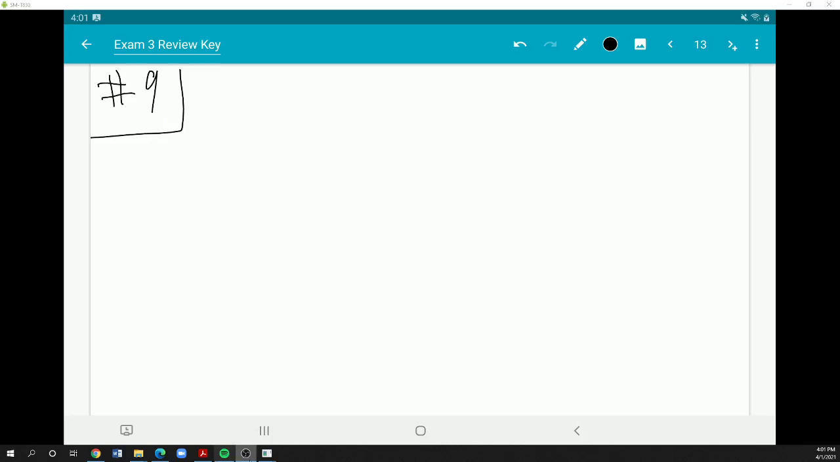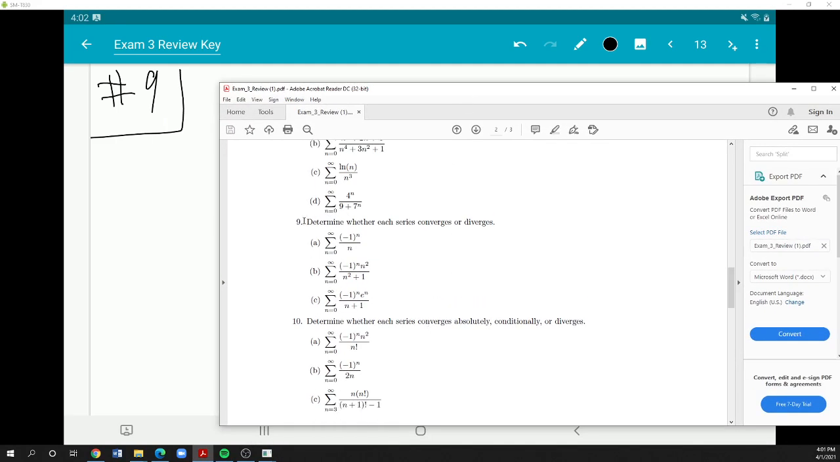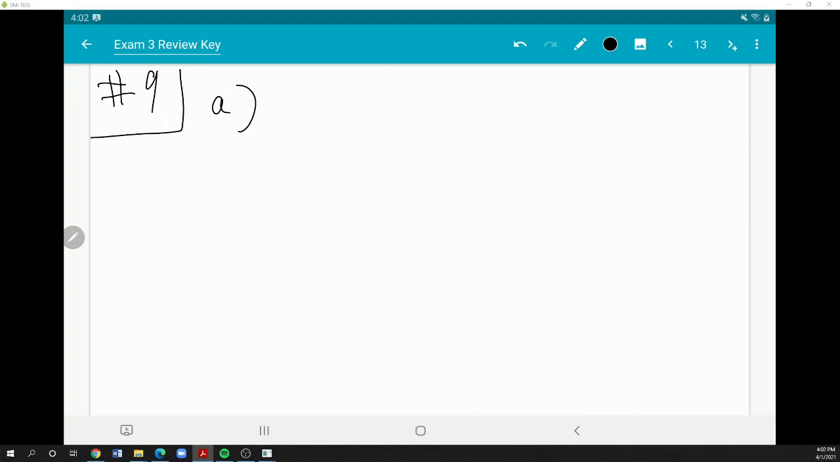Number 9. So this one we take a look, and it asks us about some of these alternating series, minus 1 to the n. So let's go ahead and work on those. So first, minus 1 to the n over n.